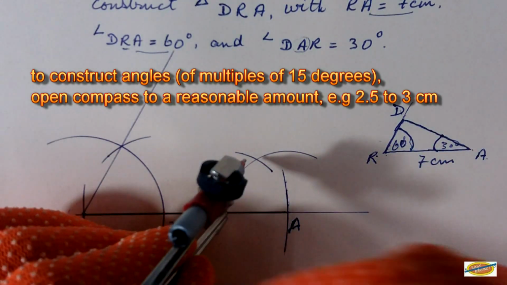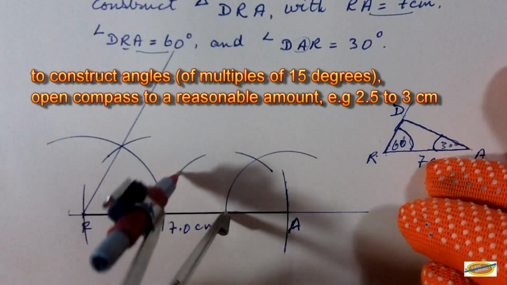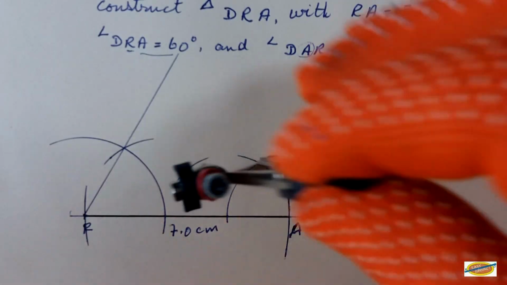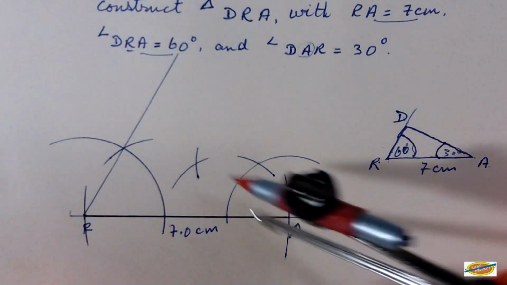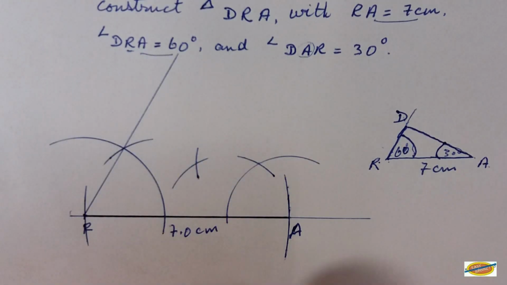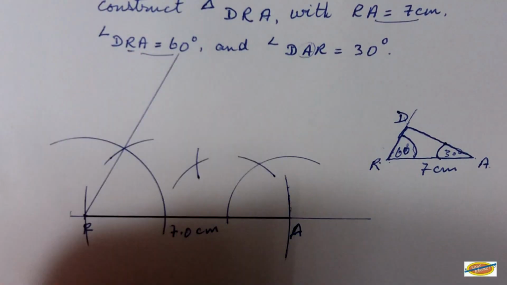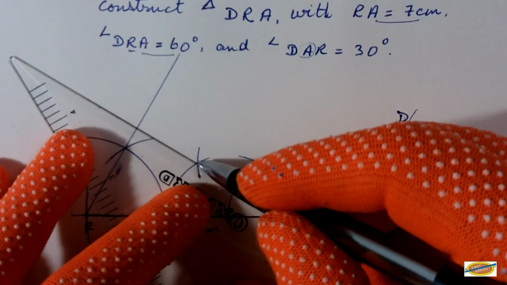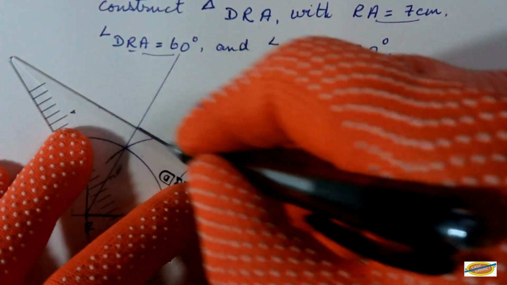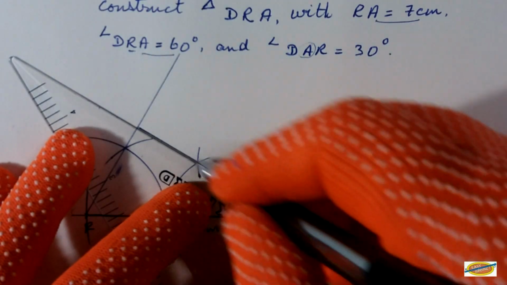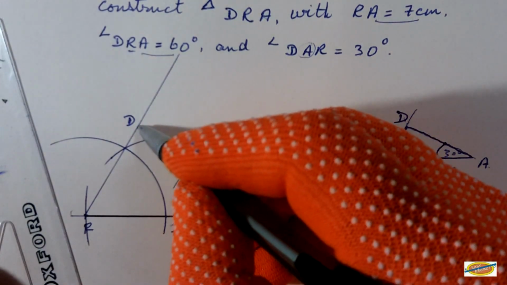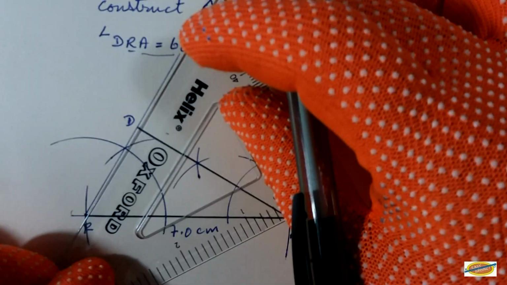That point there will give us 60, but we want 30. So we will bisect the 60 to get 30 from here through here. That will be 30. We can draw a proper line here because we know how far this will go. From here to there. D. Bold from D to R.